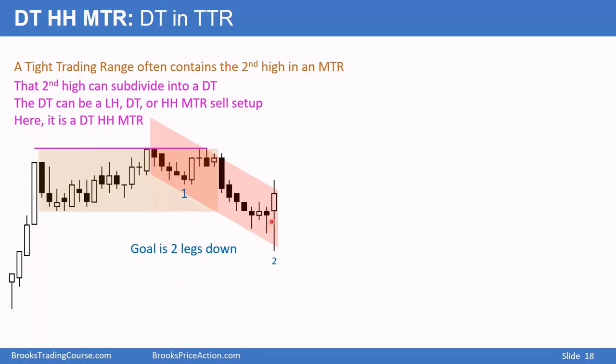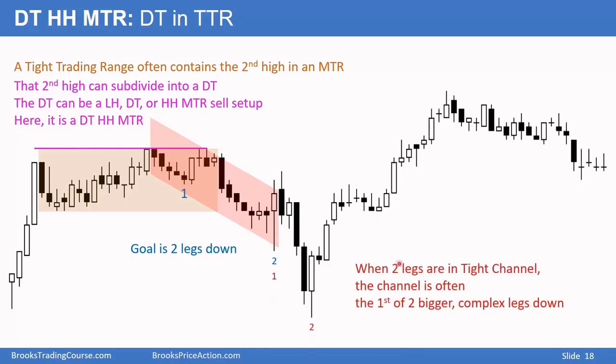Whenever the 2 legs are in a very tight channel like this, you have to wonder, maybe this is the first of 2 larger legs down. This might be the end of it, 1, 2, or a tight bear channel. It could be a first leg and then a pullback and then a bigger second leg. And then this is the first leg that's subdivided into 2 smaller legs, and then a strong reversal up at the prior low.